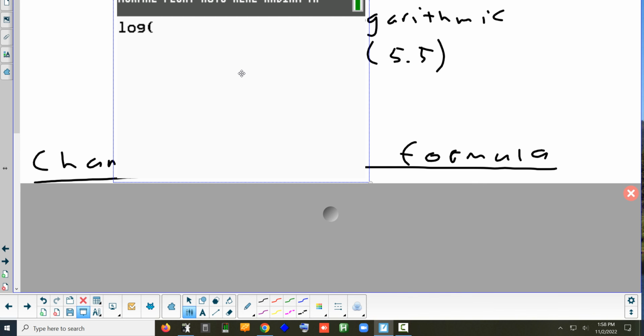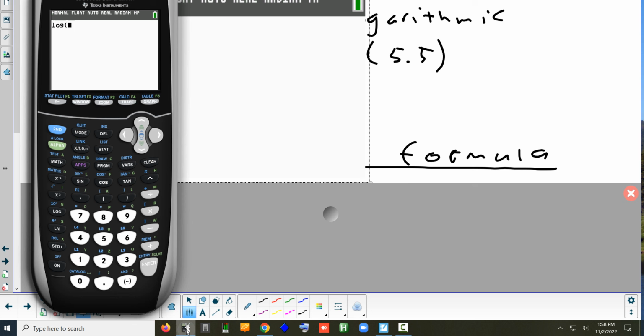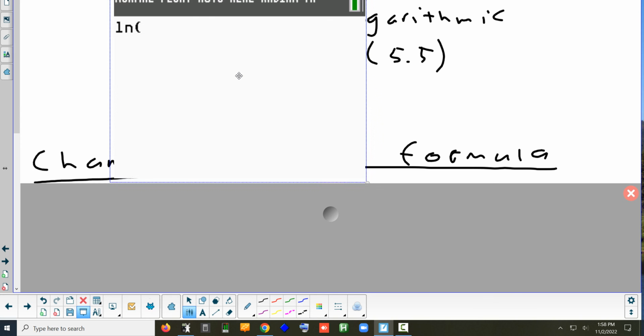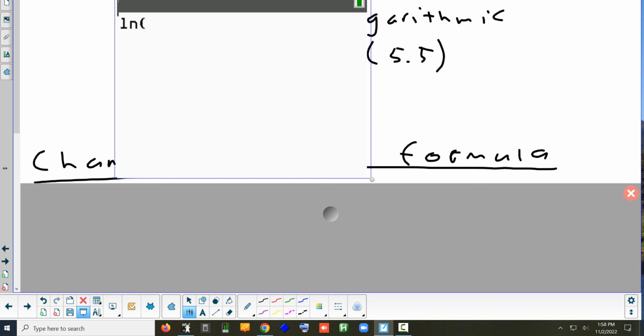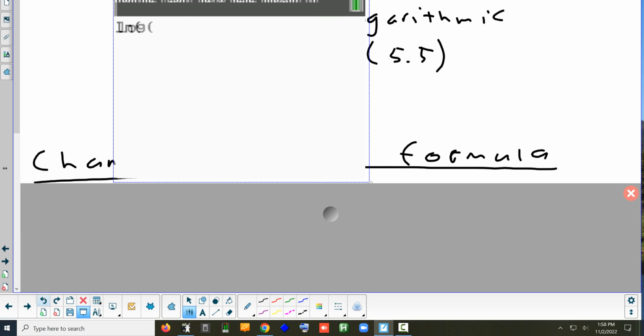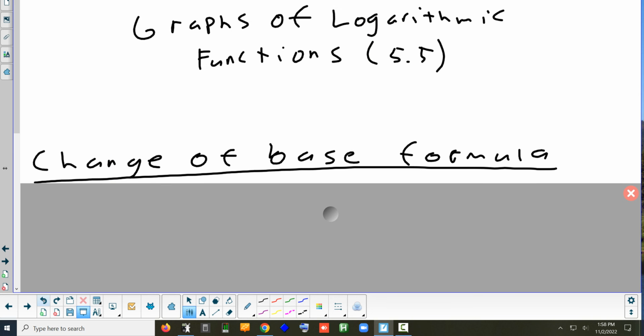Yep, that's doing a base 10. So base 10 is one that it can do. And what if I press the LN button? What base is that, even though it's hidden in the abbreviation? Yep, that's E. So the calculator can do base 10, and it can do base E.